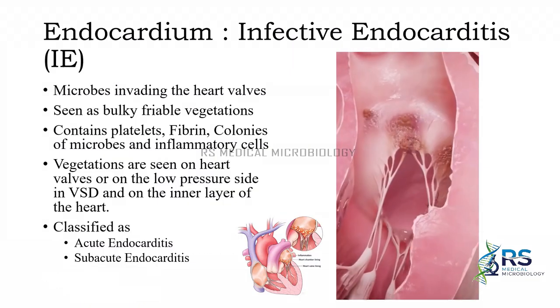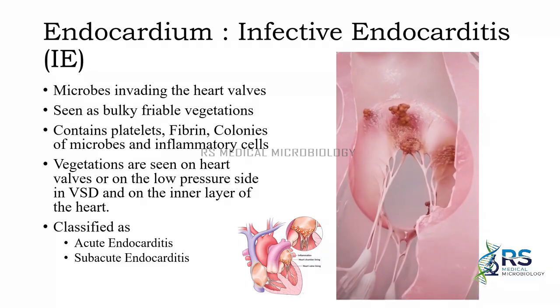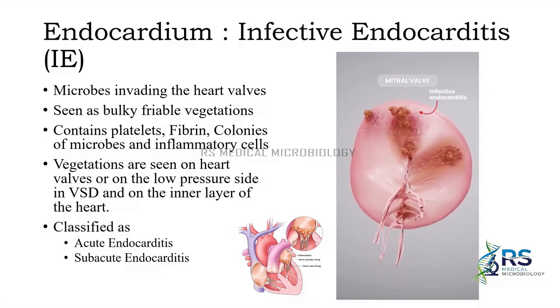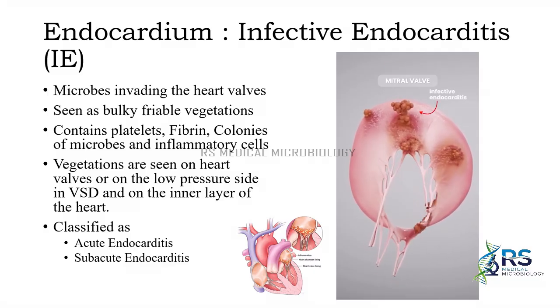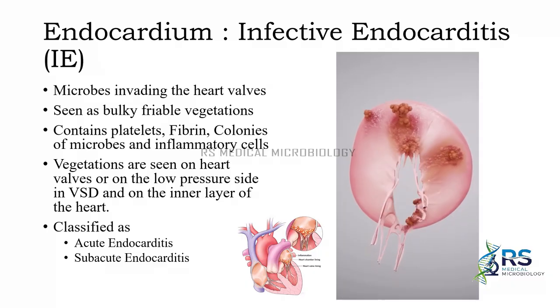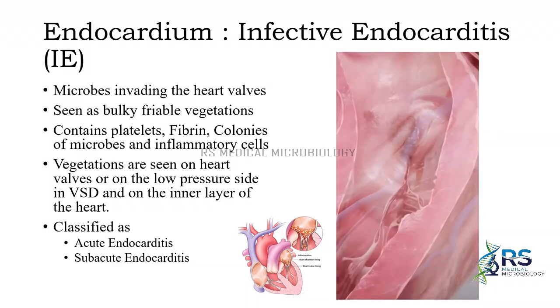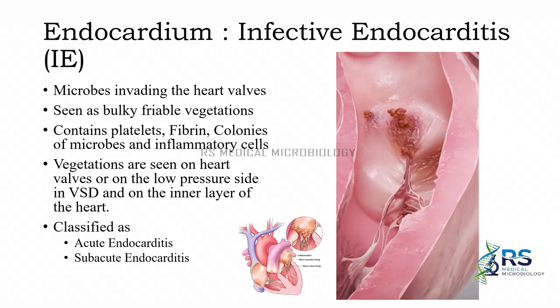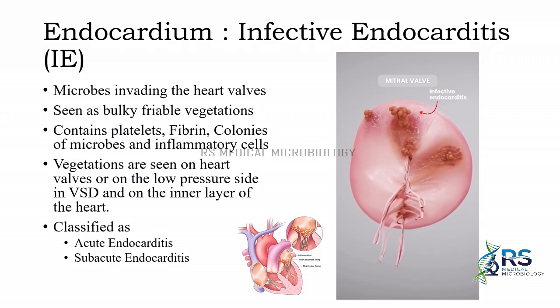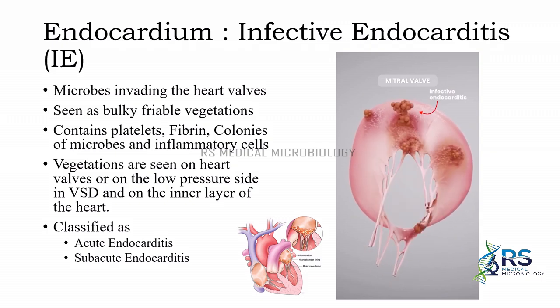Now, we'll talk about infective endocarditis as such. That is basically when the infection happens in the heart valves, which can be seen as bulky vegetations. They contain a little bit of platelets and fibrin, along with some inflammatory cells and bacterial colonies. These are seen in areas where the heart's pumping pressure is low, for example if the patient has a ventricular septal defect. It can be either acute endocarditis or subacute endocarditis.